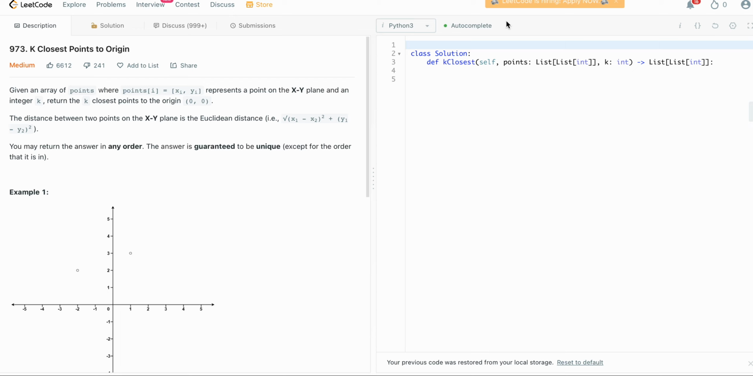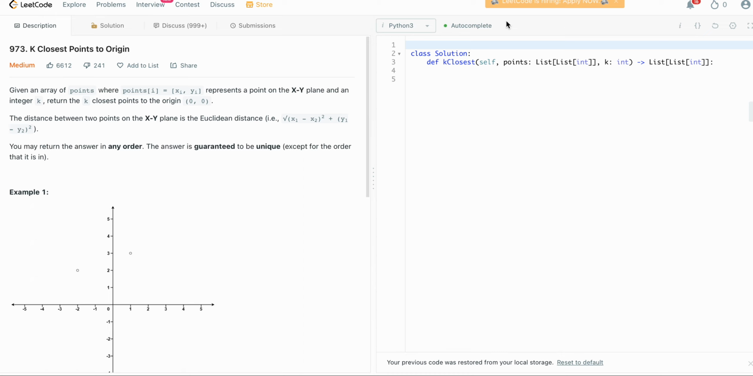Today I'm going to be solving this problem, k closest points to origin. Given an array of points where points[i] = [xi, yi] represents a point on the xy plane and an integer k, return the k closest points to the origin (0, 0). The distance between two points on the xy plane is the Euclidean distance, square root of (x1 minus x2) squared plus (y1 minus y2) squared. You may return the answer in any order. The answer is guaranteed to be unique, except for the order that it is in.